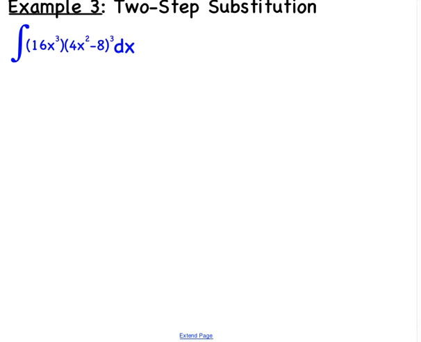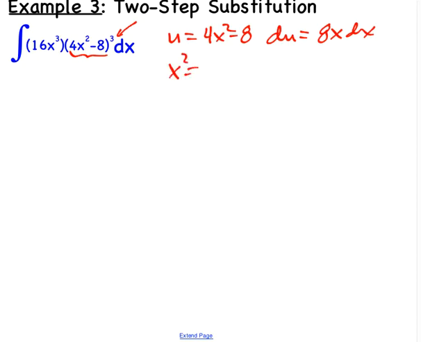So let's look at this next example. Once again, this is my internal function. It's inside of the cubing function. So I'm going to say let u equal 4x squared minus 8. Then du is going to equal 8x dx. And I'm going to solve for x squared is equal to u plus 8 over 4.